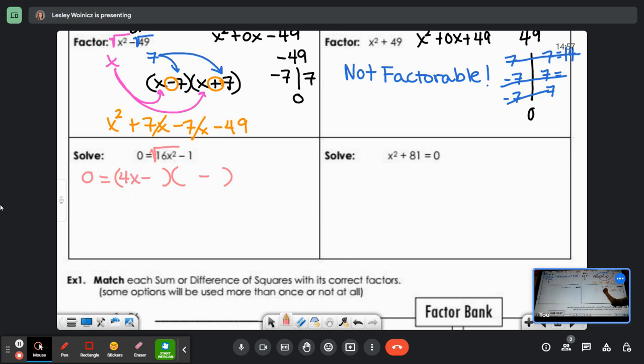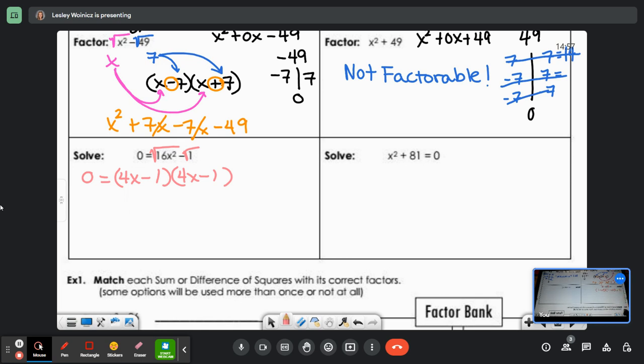X. So it should be 4x and 4x. What about the square root of 1? 1. Now I'm ready for the ZPP. How do you like that? Easy peasy. Easy peasy lemon squeezy.